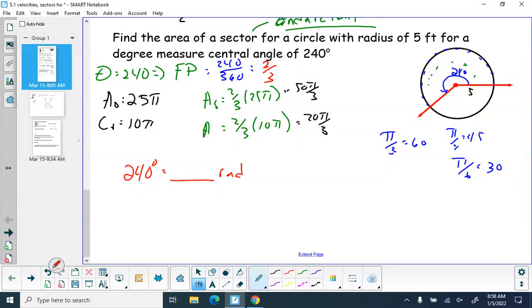4.2. In terms of pi? In terms of pi. Isaac, what's in terms of pi? 2 pi. 2 pi over 3. Is it 4 pi over 3? 4 pi over 3.